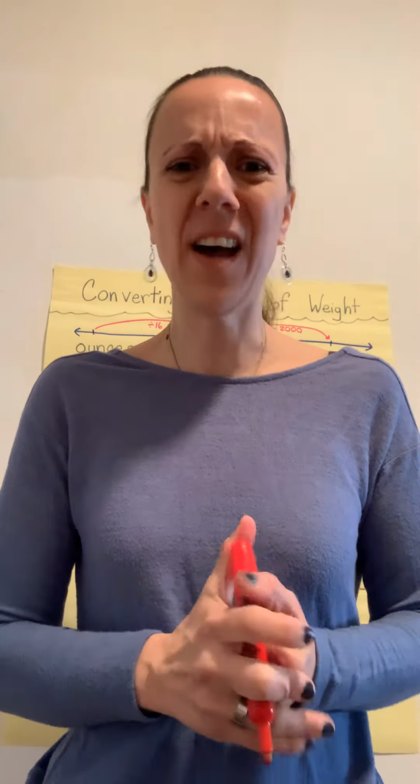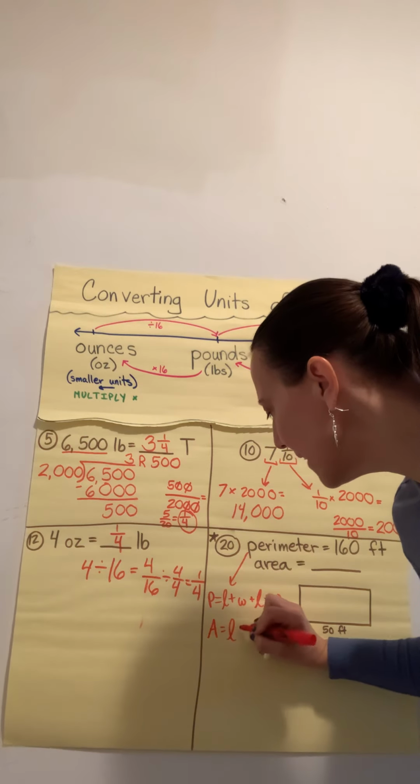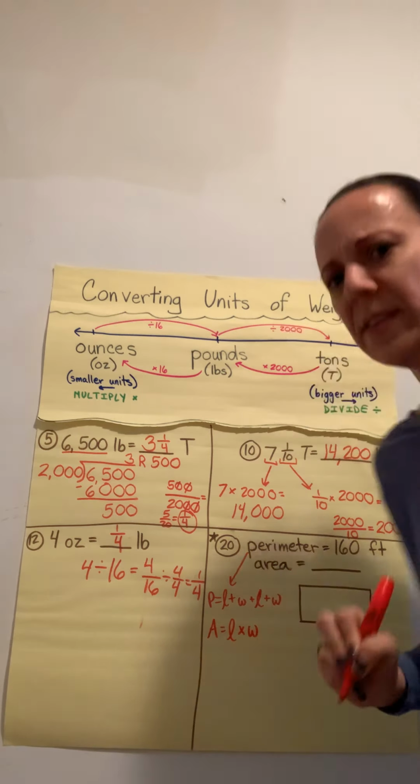But then they also asked me to find area. Okay. Area is length times width. And again, I only have one number here. So how am I going to find the area if I need to do length times width and all I know is this one dimension is 50 feet? Seems like first I need to find the other dimension. How can I find the other dimension?